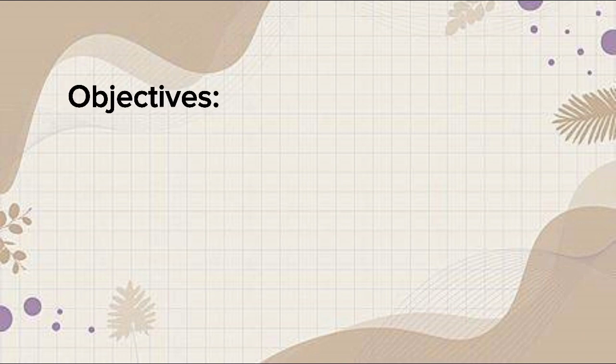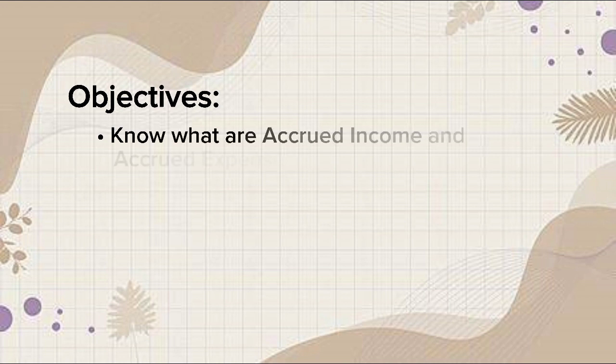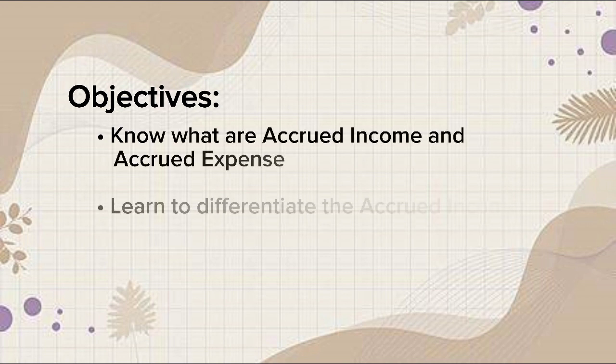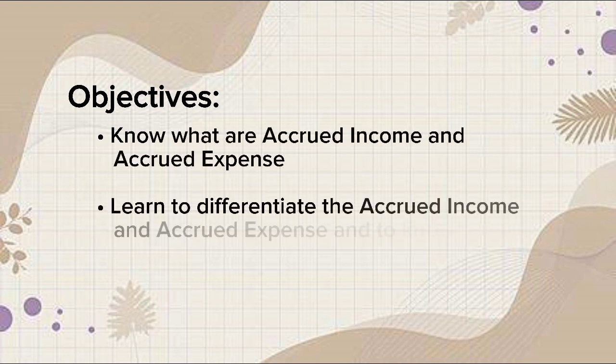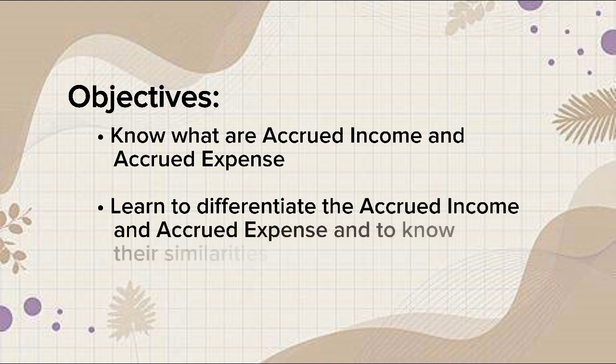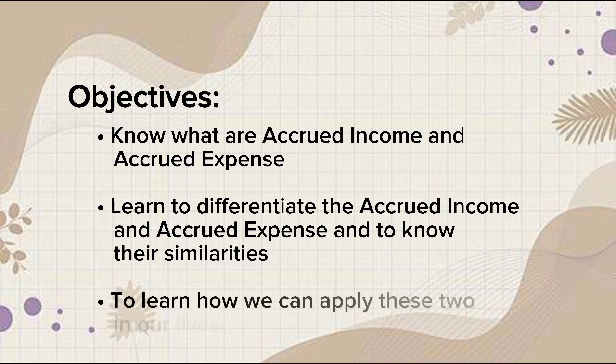Our objectives for this lesson that we need to learn at the end of the topic are to know what accrued income and accrued expense are, to learn to differentiate accrued income and accrued expense and to know their similarities, and lastly, to learn how we can apply these two in our lives.